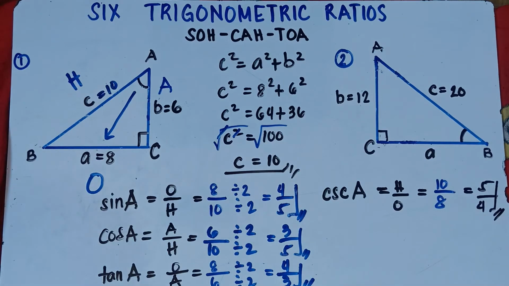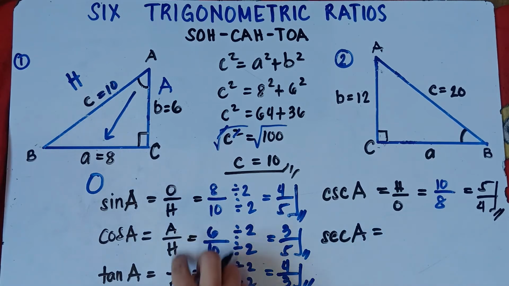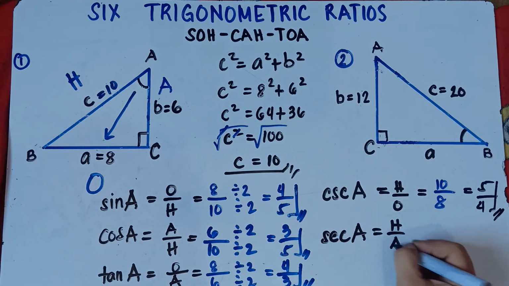Alright, so for sec A, secant A. So once again, opposite of cosine, H over A.